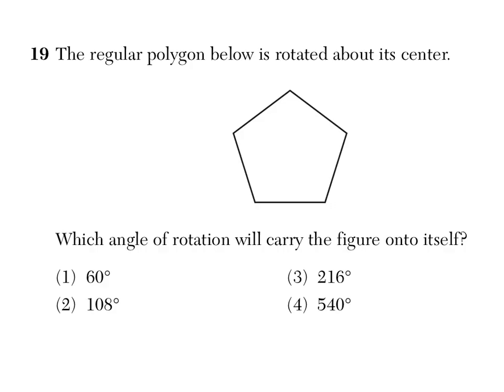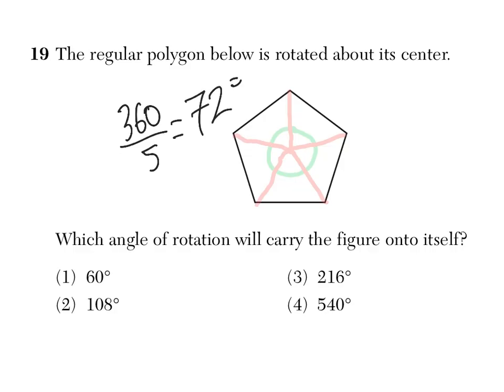Question number 19 says, the regular polygon below is rotated about its center. Which angle of rotation will carry the figure onto itself? Whenever I'm doing a problem like this, I like to draw an interior circle. That's going to help us find the central angle. What I then like to do is pinpoint the center. And I remember that there are 360 degrees in a circle. And so we're going to slice this up into 5 pieces. I noticed that there's 5 sides. So we're going to do 360 divided by 5, and that gives us 72 degrees. So each central angle is 72 degrees.